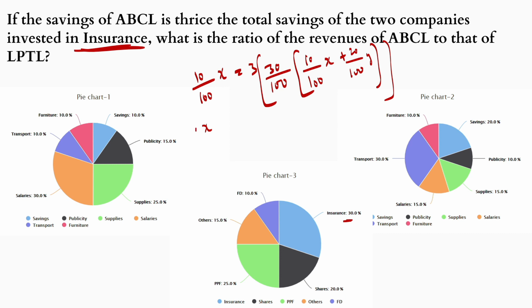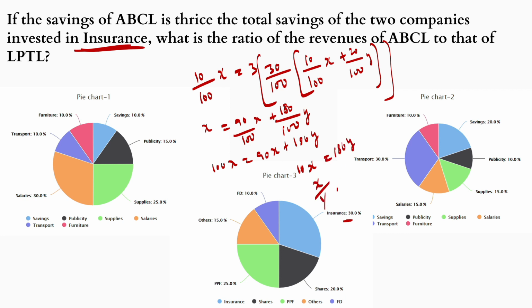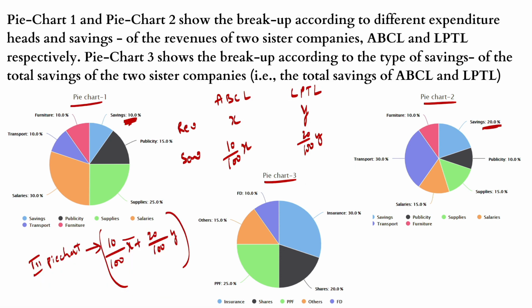So 100x will be equal to 90 by 100 x plus 180 by 100 y, and 100x is equal to 90x plus 180y. 10x is equal to 180y, and x by y is equal to 18 by 1. So the answer is 18:1. So we have done nothing here, we have just taken the statement. The savings of ABCL is thrice that of the total savings of the two companies in insurance. So we have taken the insurance part here. Where is that? 30%. So 30% of the total savings we have calculated here, right?